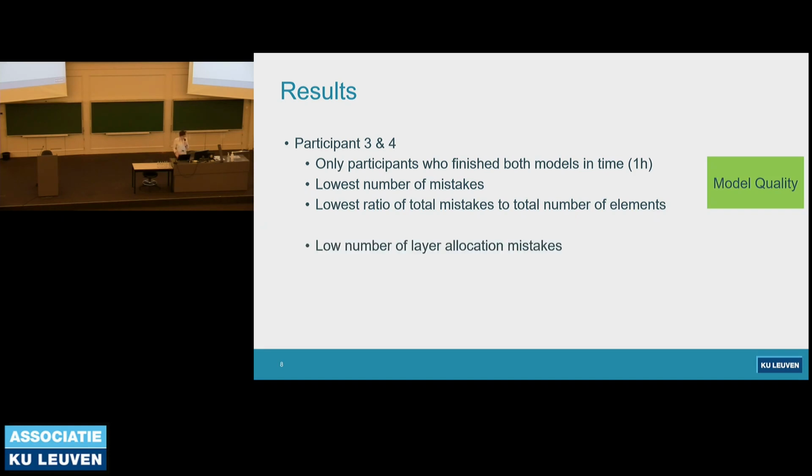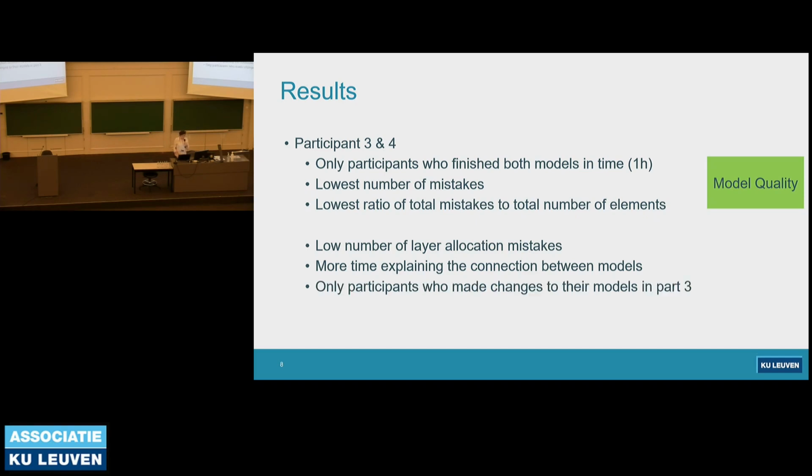And then next, we also observed that they had a low number of layer allocation mistakes, more time explaining the connections between the models, so they were able to go more in depth into their explanation. And they were the only participants that, while explaining the connections, went back to their models to make changes to what they had modeled. So these 3 aspects indicate that they had the best understanding of the layered approach. So the first finding of our paper is that there could potentially be a correlation between model quality and understanding of the layers.